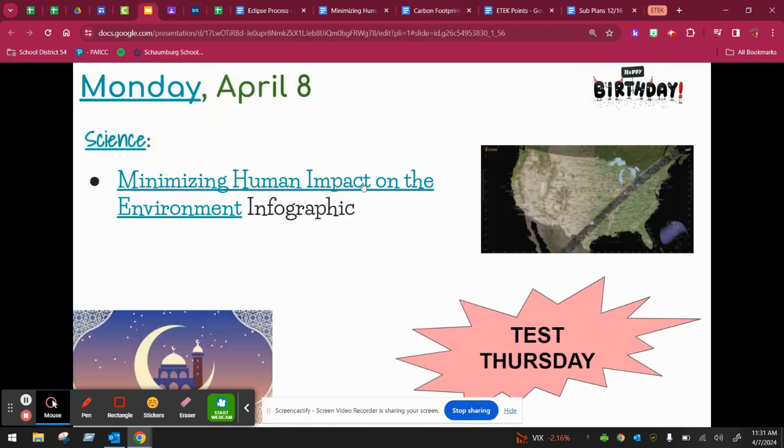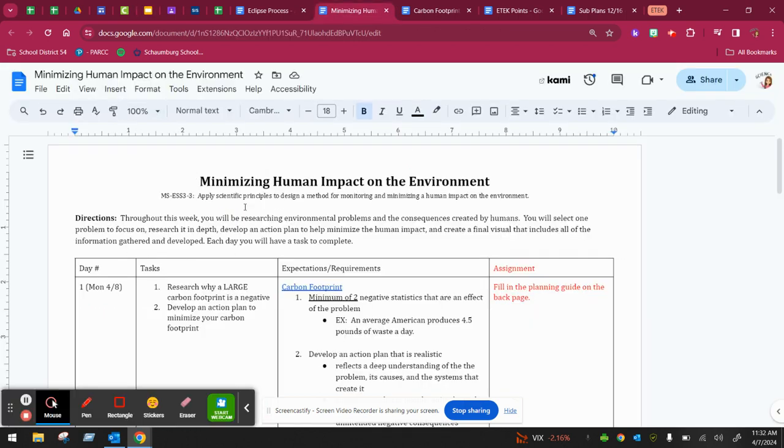Okay. So our infographic that you're going to be working on now, today you're just going to do the planning pieces of it. Tomorrow you'll be working on the infographic piece. So take a look at the piece of paper that was passed out to you, minimizing human impact on the environment. And the directions just read.